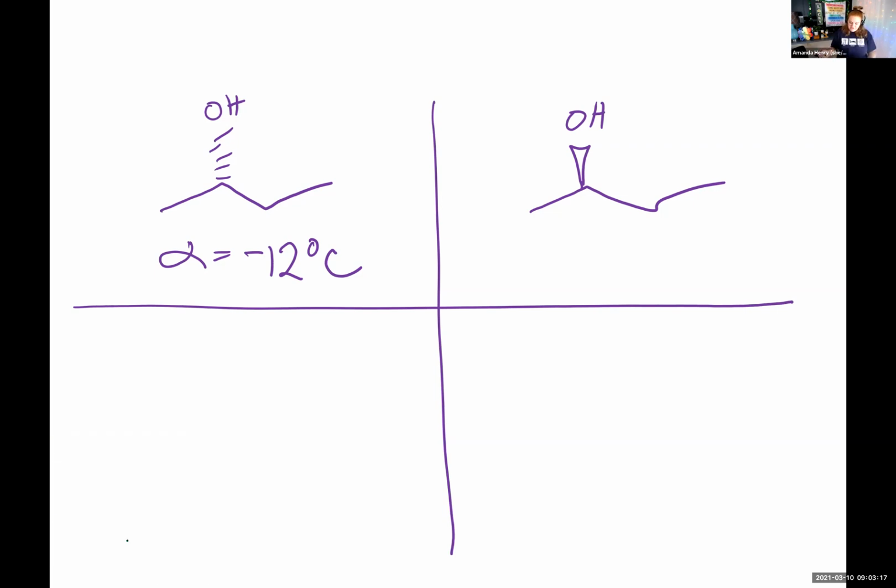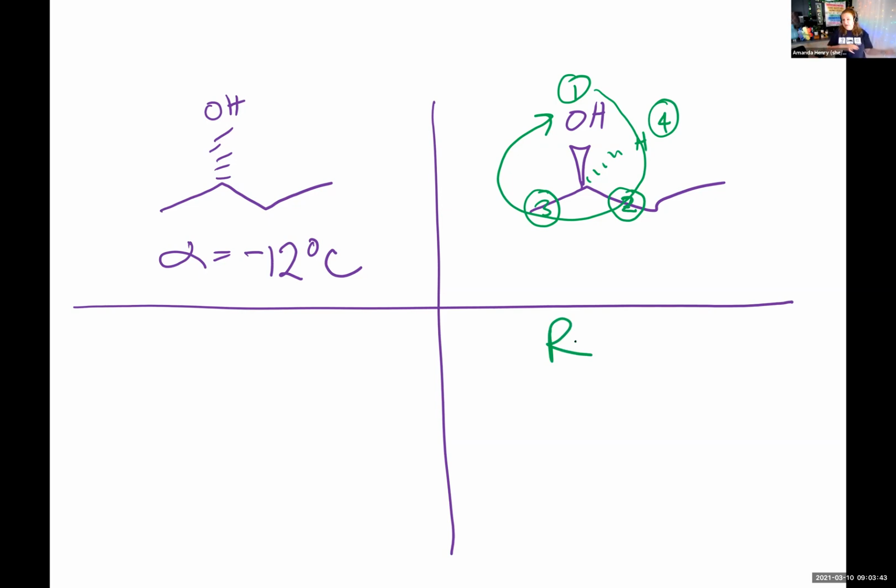Now, by looking at these structures, I can say that alcohol is highest priority, the hydrogen is lowest, the ethyl is second, and that methyl is third. So if we do 1, 2, 3, we're going to the right. I know that this is the R enantiomer. I can figure that out from our structure. And if that's the R, the other one has to be the S. I could figure it out as well, but really, once I know one, I know the other.